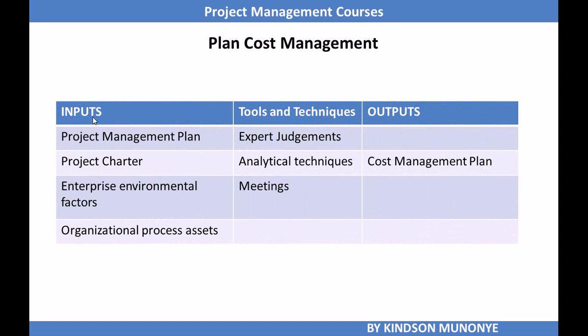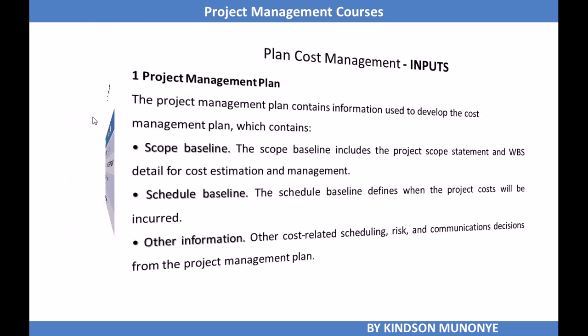The inputs are the project management plan, the project charter, enterprise environmental factors, and organizational process assets. There are three tools and techniques needed: expert judgment, analytical techniques, and meetings. And then we have just one output from plan cost management, and that is the cost management plan. Let's now take a closer look at these items.